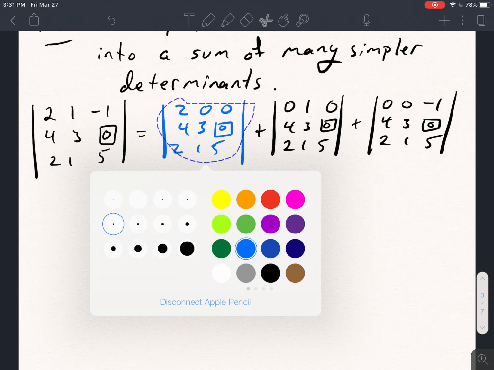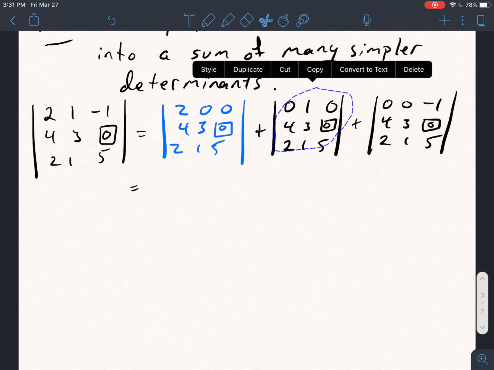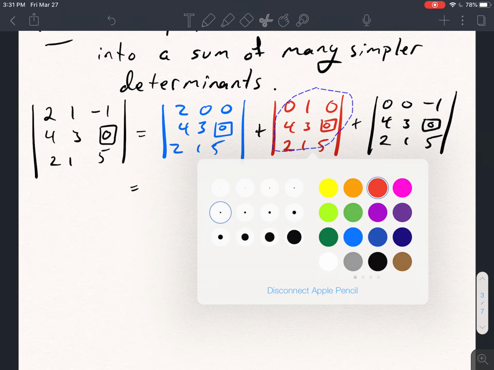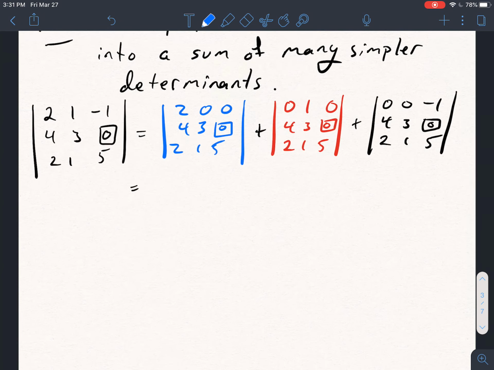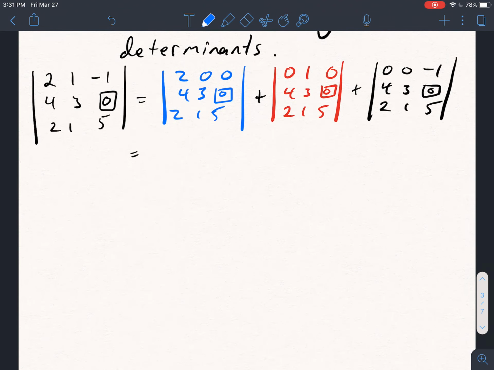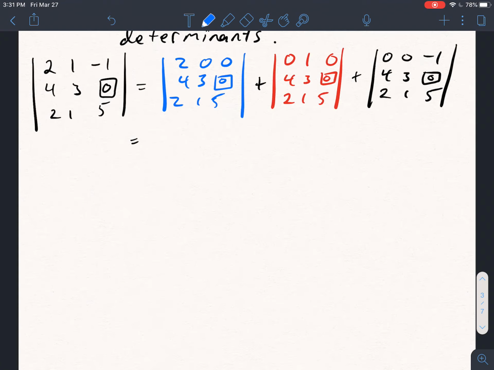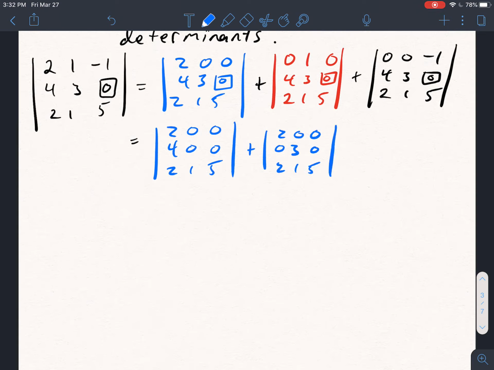Okay, let me make this a different color. That'll be blue. That'll be, I don't know, red. And so now I'm going to split my blue matrix along row 2. So row 2 will be split into 4, 0, 0, into 0, 3, 0, 2, and 5, and then 0, 0, and then boxed 0 coming from the original thing.